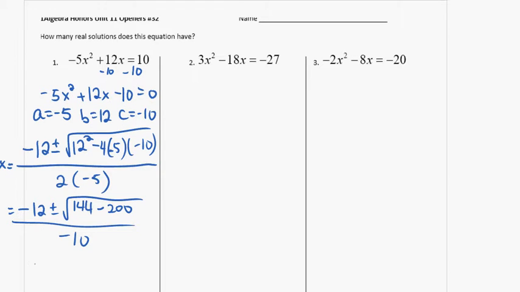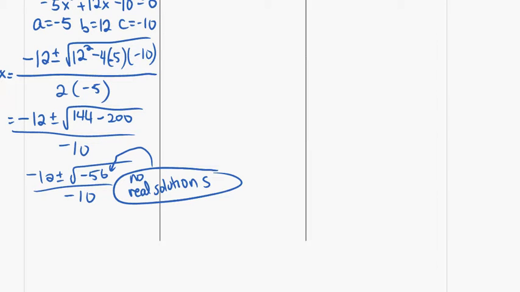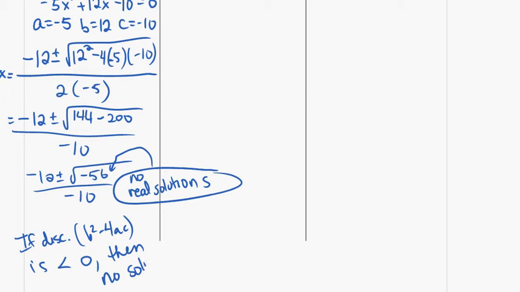And now if I solve further, I'd have a negative 56 under the square root, which would make me think I would have no real solutions. So you notice I did a bunch of stuff, but really when it came down to it, a negative under the square root, a negative discriminant value, gives me no solutions. So if the discriminant, which is b squared minus 4ac, is less than 0, then no solutions.